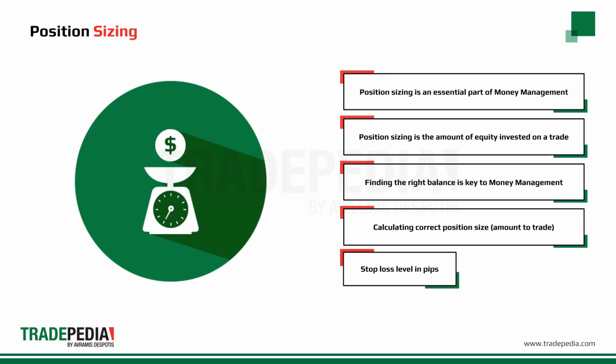in pips, or in other words, the distance between the entry level and the stop-loss level, and the amount of money to risk on each trade, expressed as a percentage of equity or an amount. Let's take a look at a few examples.